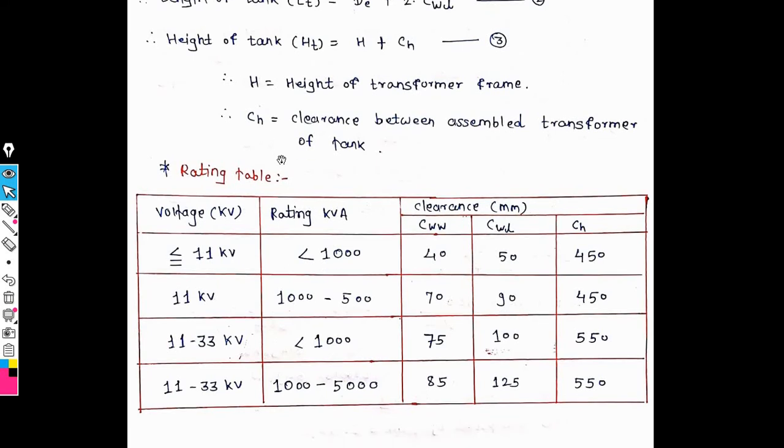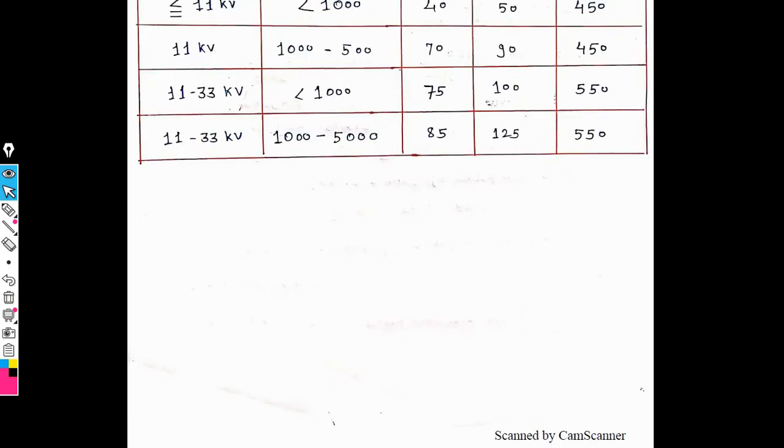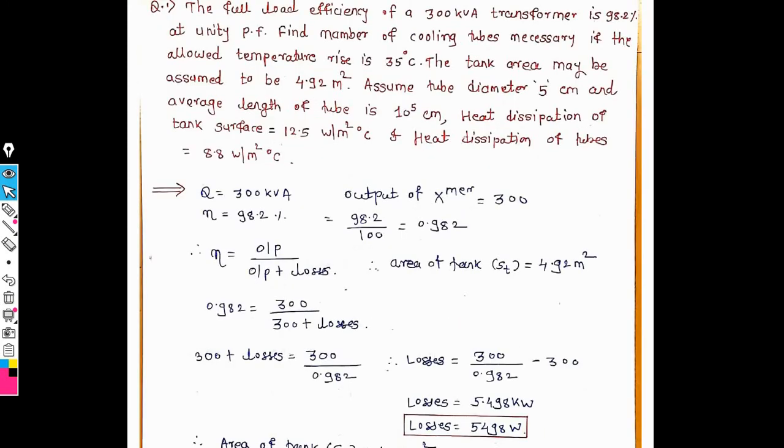Next point is problem based on transformer tank and tube. This is a very important problem, and it is based on the transformer with the help of temperature rise condition. The given problem: the full load efficiency of a 300 kVA transformer, that means the rating of the transformer is Q, that is 300 kVA.